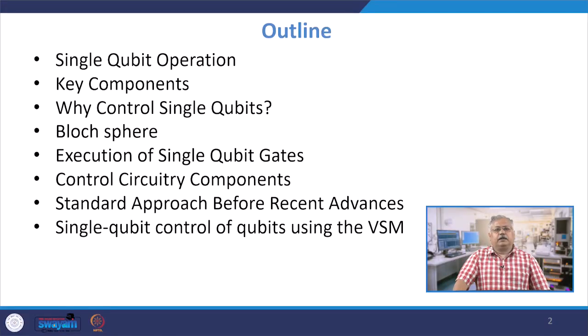This is lecture number 53, and we will be looking at the single qubit system. The outline of this lecture: let's look at a single qubit operation, the key components, how you control the qubits, what is the meaning of the Bloch sphere, execution of the single qubit gates, control circuitry components, and then various advancements in this approach of controlling and executing a single qubit.